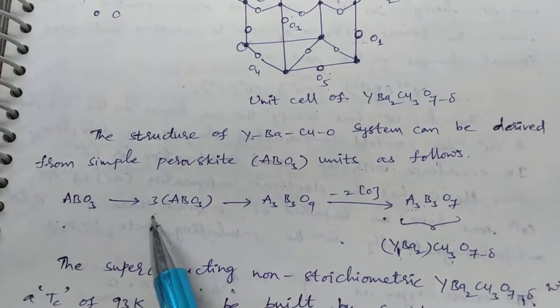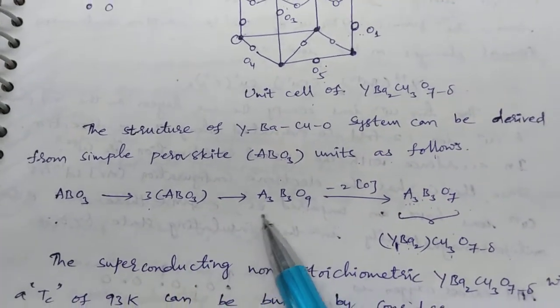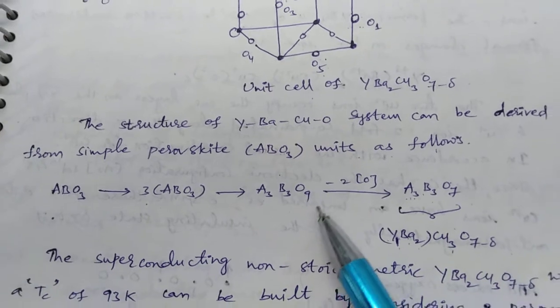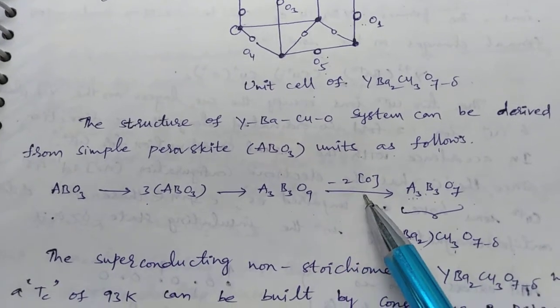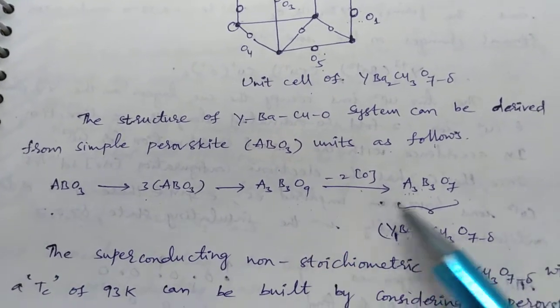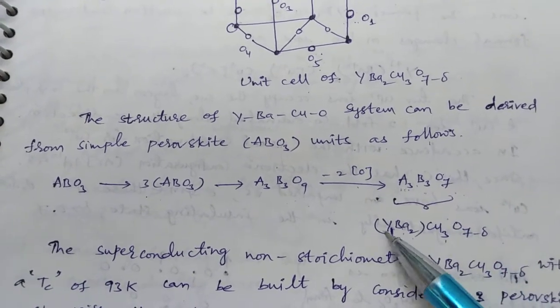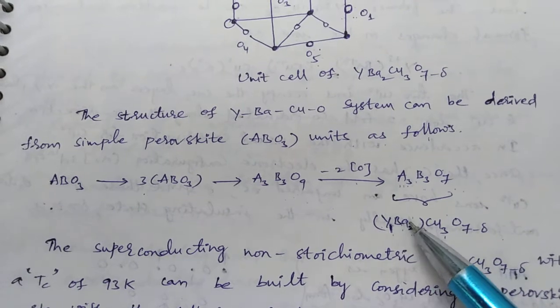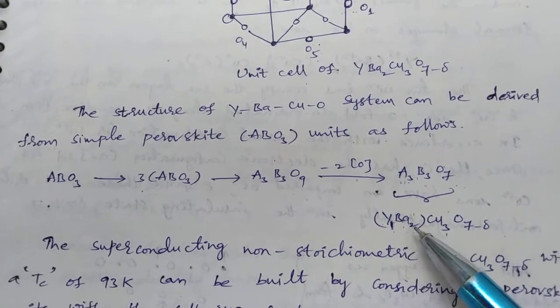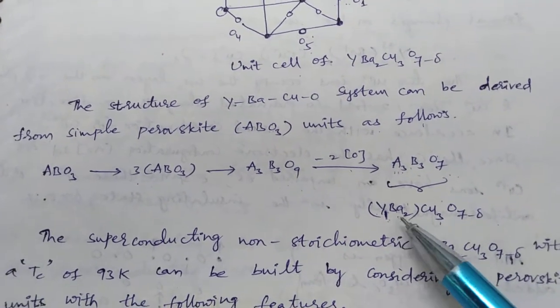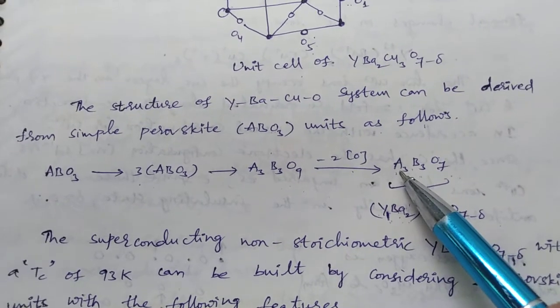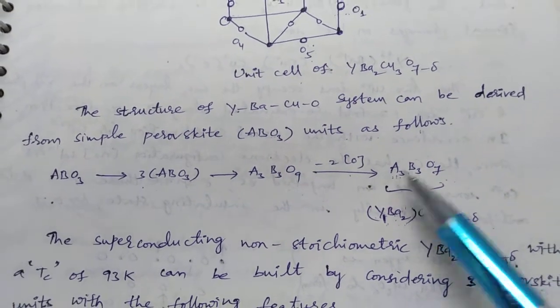The structure of the YBCO system can be explained from the simple perovskite general formula ABO3. As ABO3 is multiplied by 3, it results in A3B3O9. By eliminating 2 oxygens from this formula, we get A3B3O7. A indicates 2 atoms such as yttrium and barium, 1 plus 2 is equal to 3, total 3 atoms for the A ion.